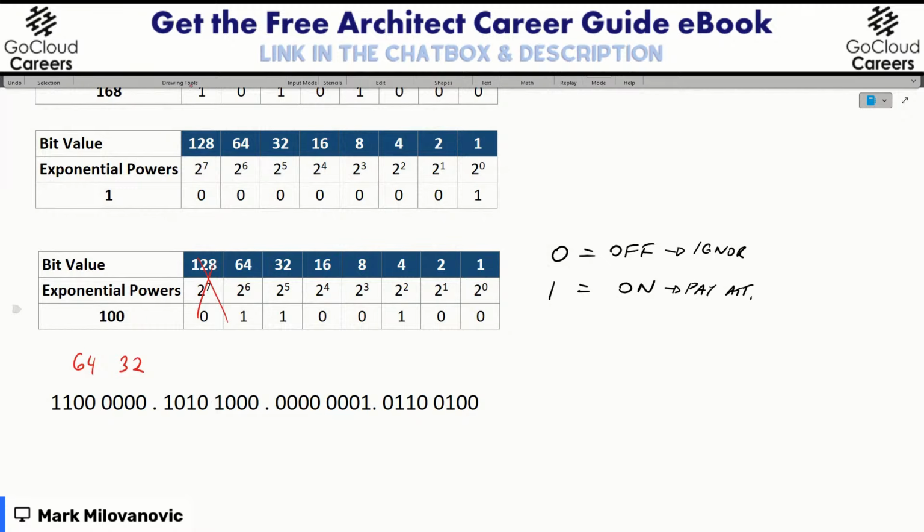Then I'm looking at 16. Well, 16 is turned off. We know this because of the 0. So I'm just going to ignore it. There's no point in paying attention to it. I'm going to do the same with the 8 because it's set to 0. But the 4 is different. The 4 is turned on. I want to pay attention to it, so I'll write it on the side here because I don't want to forget about it. Okay, I'm going to look at the 2. The 2 is set to 0, which means I'm going to ignore it. And the same is for the 1. I'm going to ignore it.